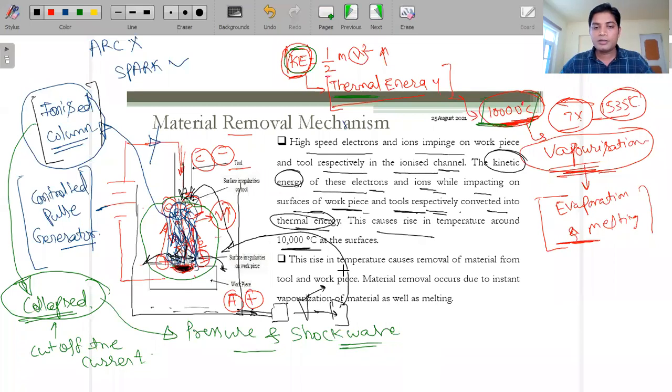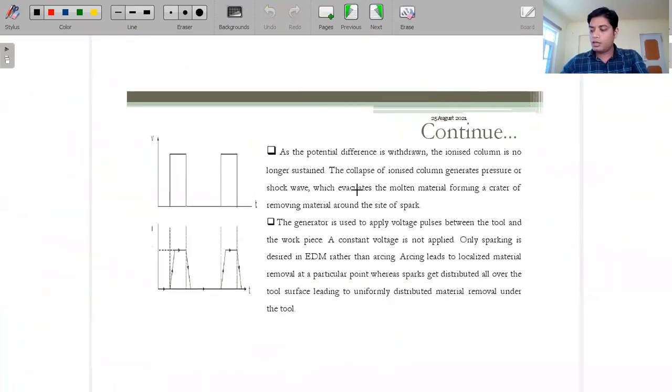Another point is that the rise in temperature causes removal of the material from the tool and the workpiece. The material removal occurs due to the instant melting as well as vaporization of the material, as I have discussed. There is one more thing, but I will discuss that in the next slide. Same points as what I have discussed with you.